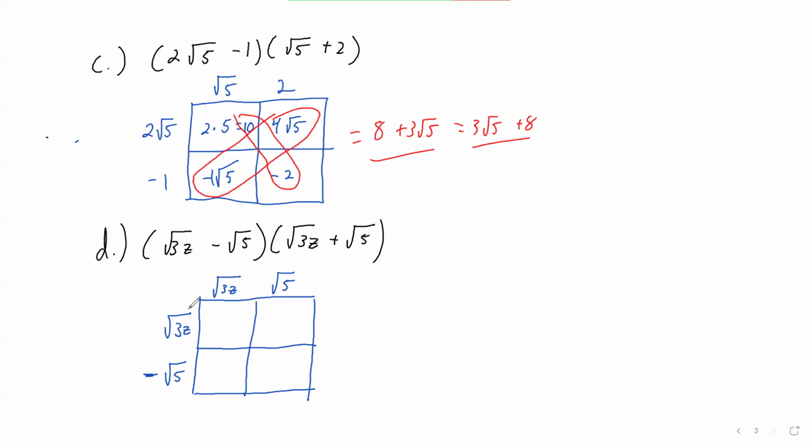I gotcha. So we're going to start with this part here. So the square root of 3z times the square root of 3z, they're exactly the same. So that means that the square root would just go away and my answer would just be 3z. Okay, I'll let y'all continue.